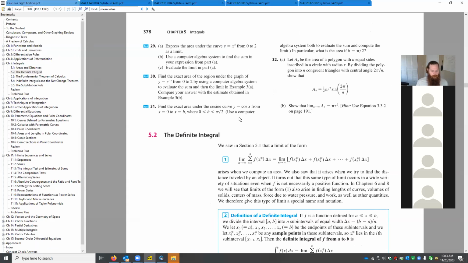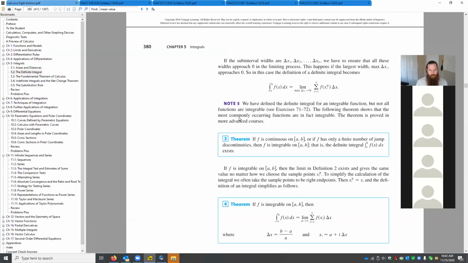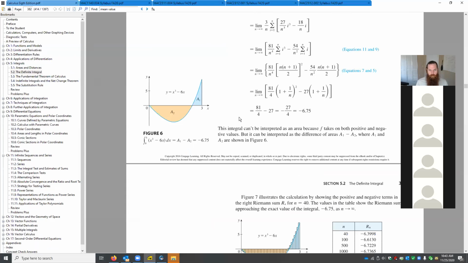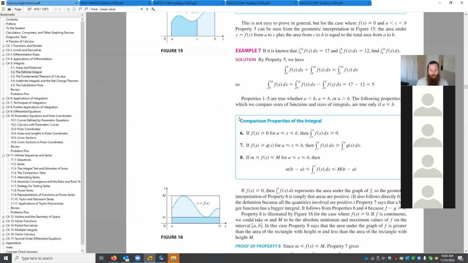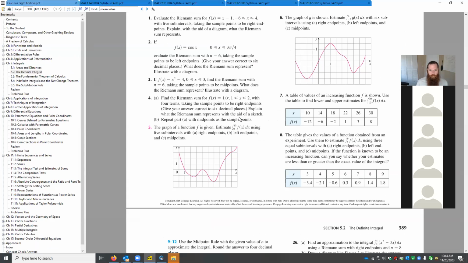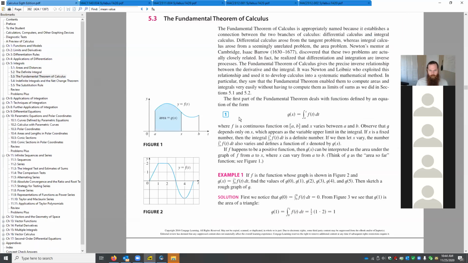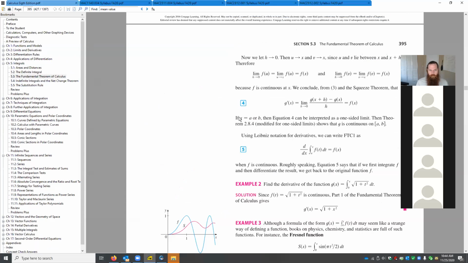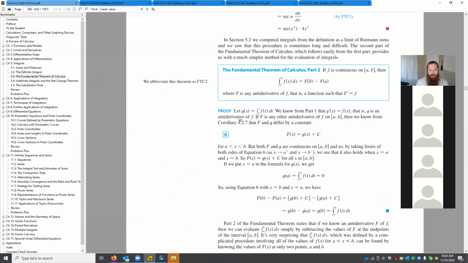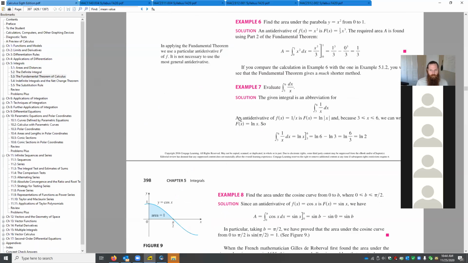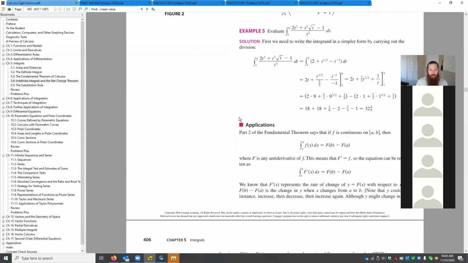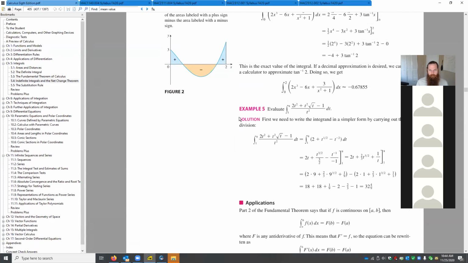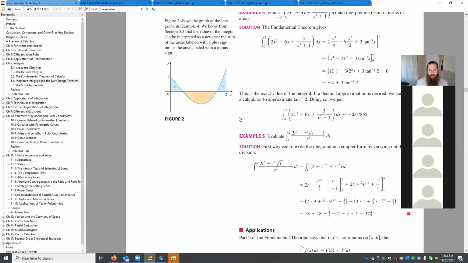Definite integrals, absolute values. We'll get it here somewhere. I think mostly they talk about it when they talk about the net change theorem, actually. Is this it? No.